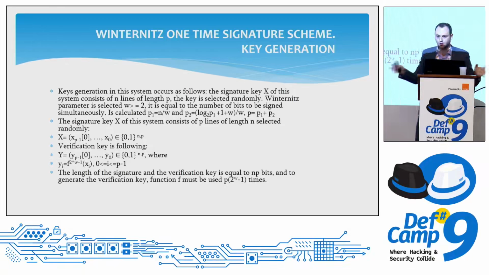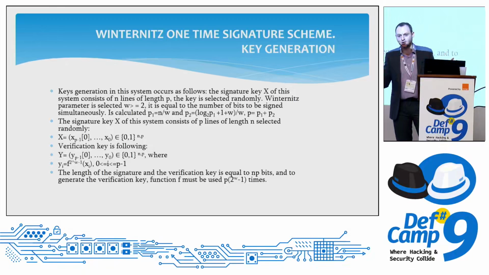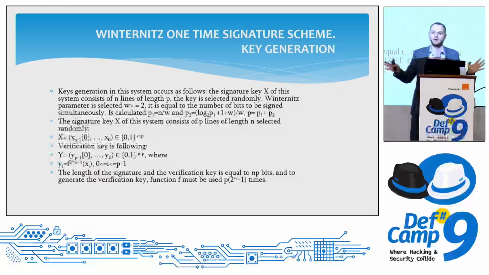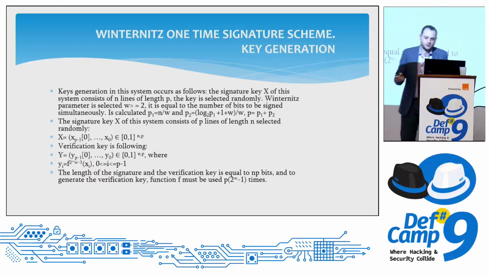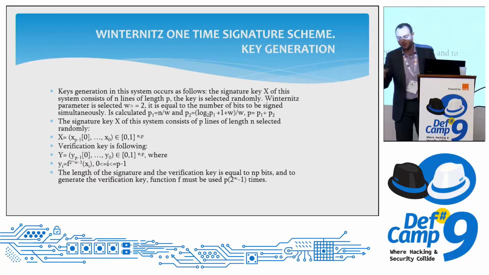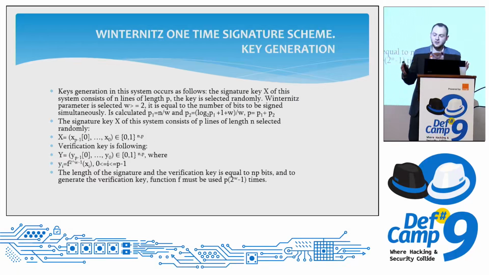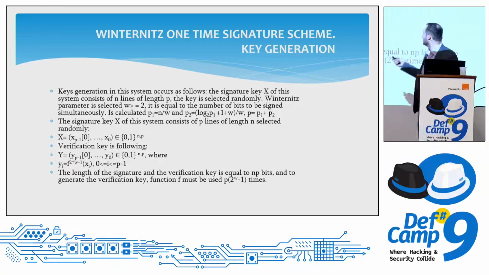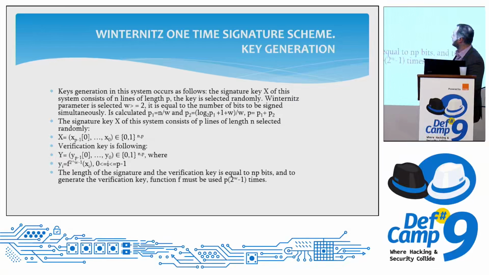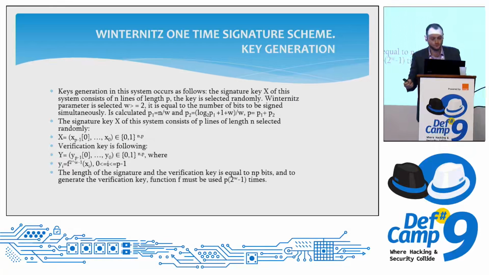So we divide. We have here a parameter w. It must be more than 2. What is it? It shows how many bits we can sign simultaneously. So p1 is n divided by w, and p2 is calculated like this. And p is the sum of this p1 and p2.